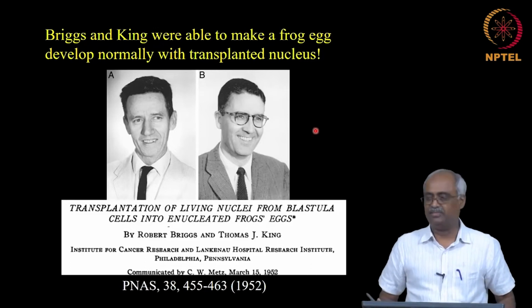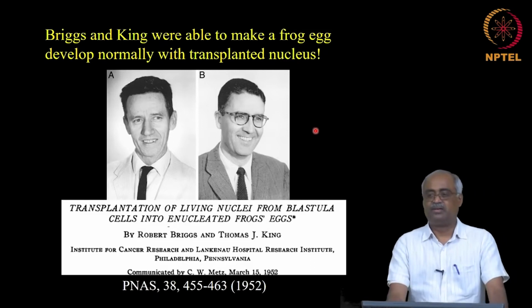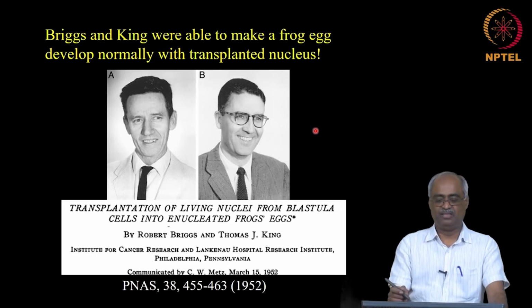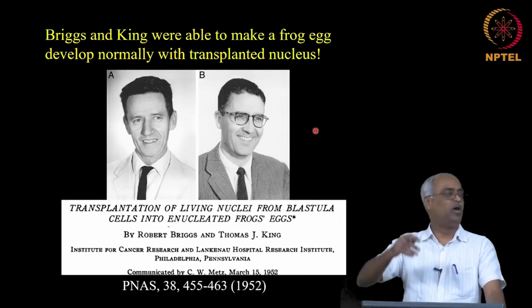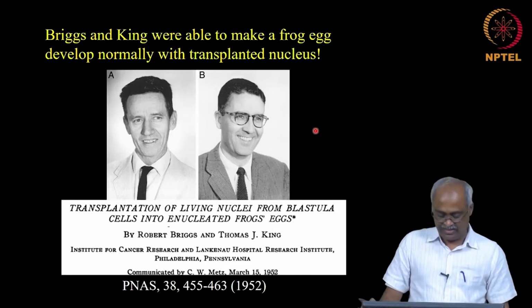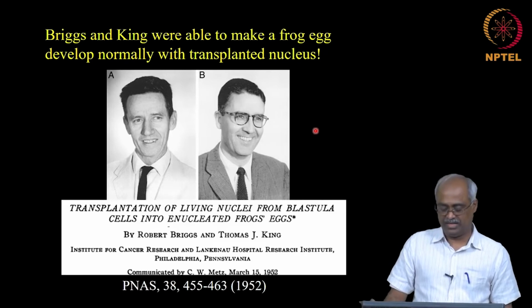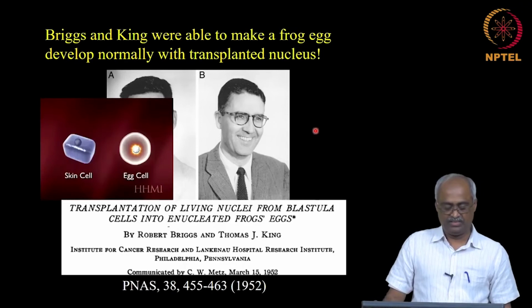and making further improvements on that, Briggs and King were able to show that a transplanted nucleus from other cells can make a frog egg develop normally. But the only difference is that they were able to go up to a certain stage, like up to the blastula stage, but not up to the tadpole stage. That needed some more optimization, and they had to work on a different set of frogs. Here is an example of how this is done.